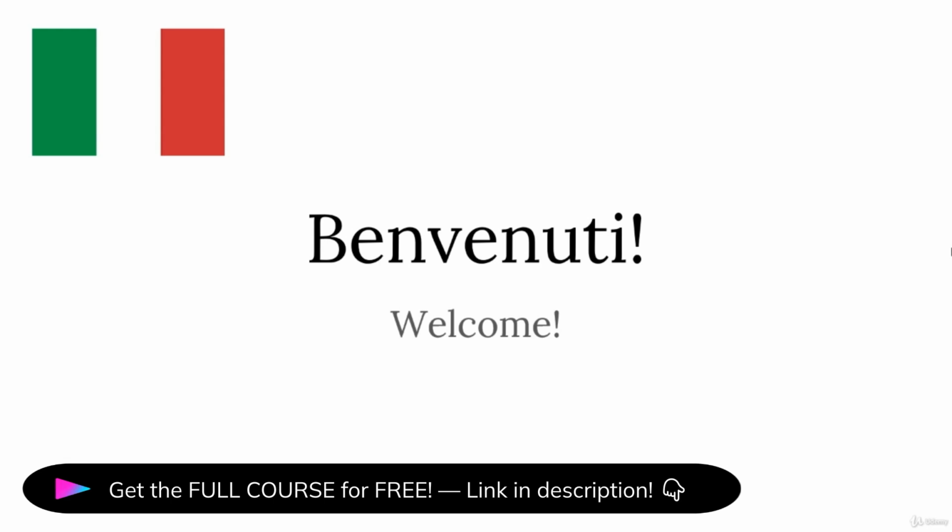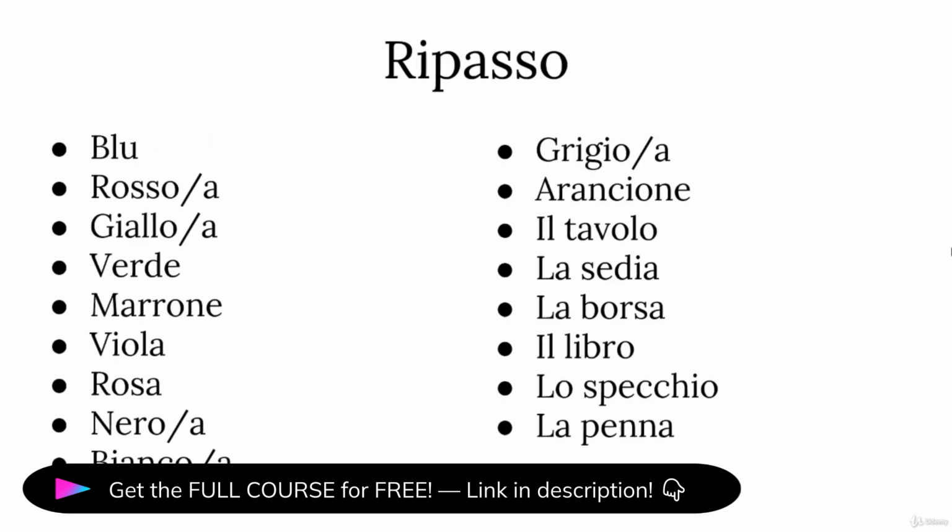Ciao! Benvenuti! Welcome to Italian for Beginners, lesson 5, course 1. I'm Claudia, your Italian teacher, and I'm very happy to see you here again with me today. So, before starting lesson 5, let's review all the words we have learned in last lesson. That was mainly about colors, and also we have done a few objects as well. So, as usual, please repeat right after me.